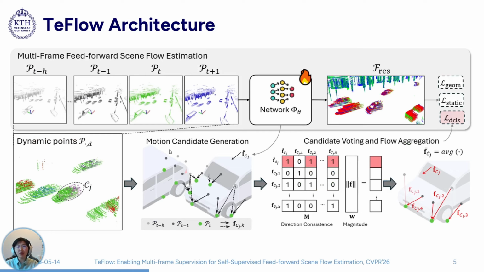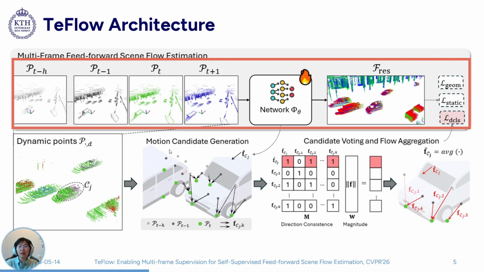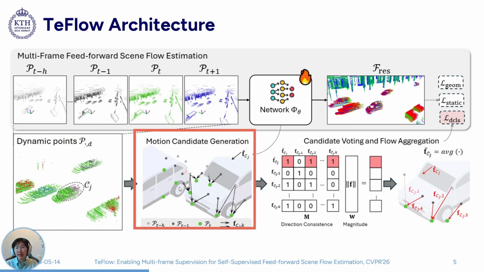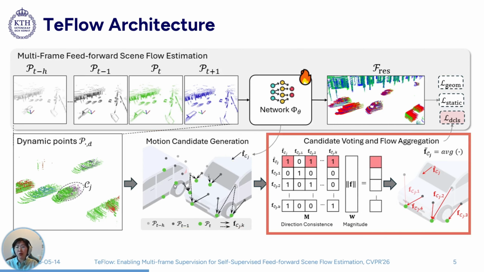This is an overview of TeFlow. The network takes multiple aligned LiDAR frames and predicts flow in a single forward pass. The main challenge is not the network itself, as we solved the temporal efficiency with DeltaFlow before, but how to generate reliable self-supervision from these frames. For each dynamic cluster, TeFlow builds a pool of motion candidates from multiple time steps, adding the network outputs, and then uses voting and aggregation to select temporally consistent motion as supervision targets.